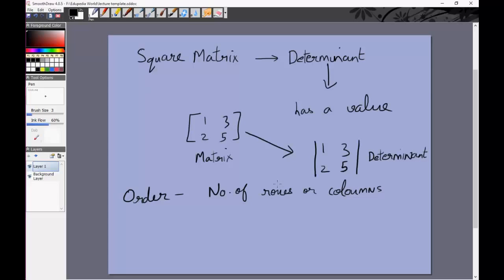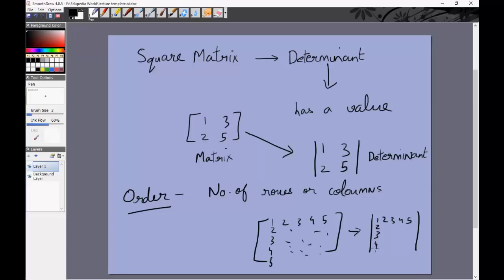So if we have, let's say, a 5 cross 5 matrix, let's say 1, 2, 3, 4, 5, 2, 3, 4, 5, and there would be entries here as well. If we had a 5 cross 5 matrix, that would give rise to a 5 cross 5 determinant, or a determinant of order 5. It would have the same structure 1, 2, 3, 4, 5, 2, 3, 4, 5, and there would be entries here as well. So the order of the determinant is the number of rows and columns.